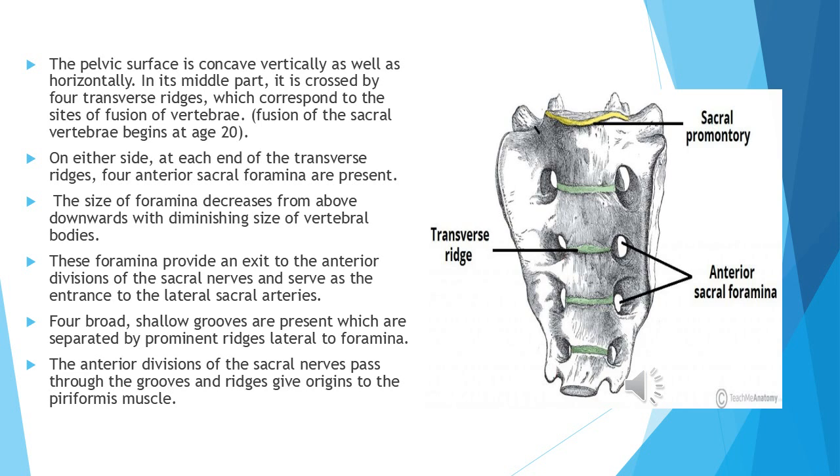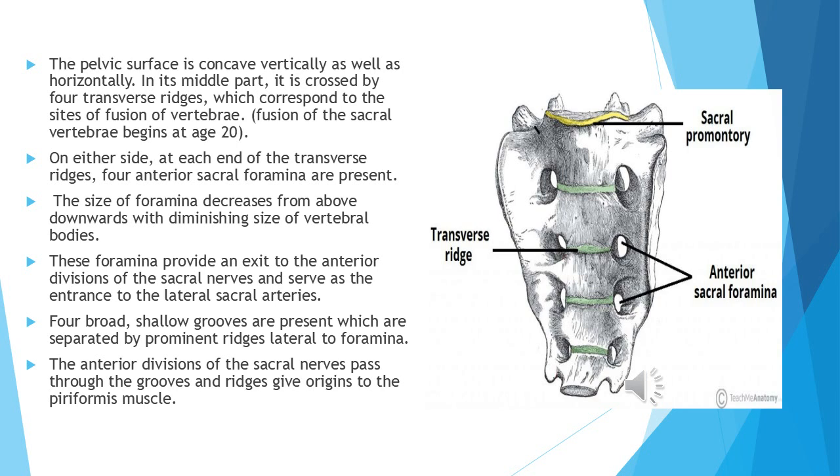The bony bar that you see between these four foramina, that piece of bone, represents the costal elements. Lateral to these foramina, these costal elements will unite with the transverse process and form the lateral mass of the sacrum.